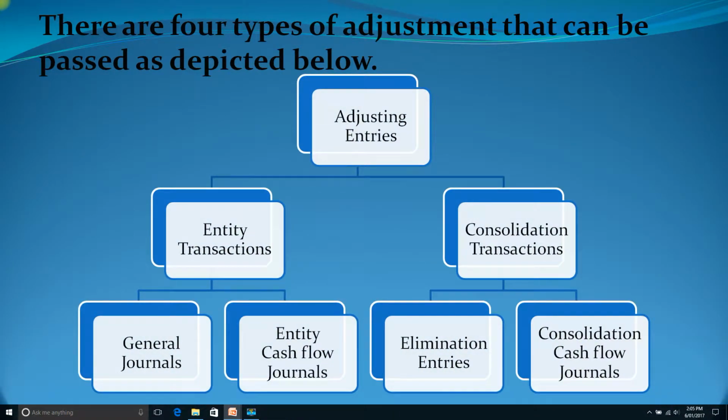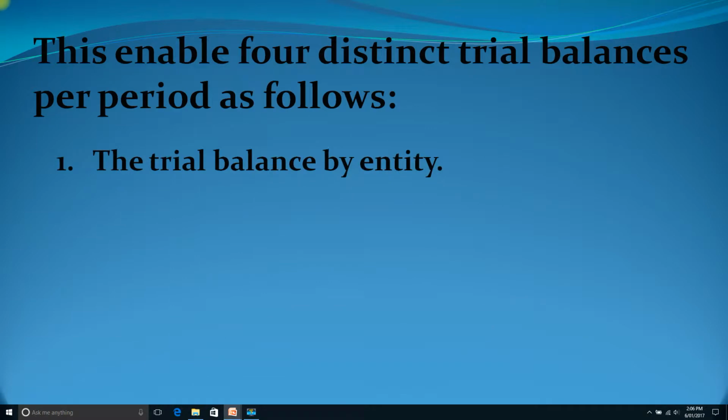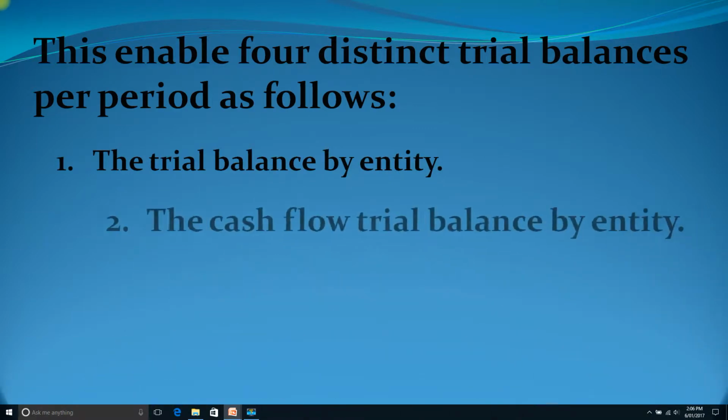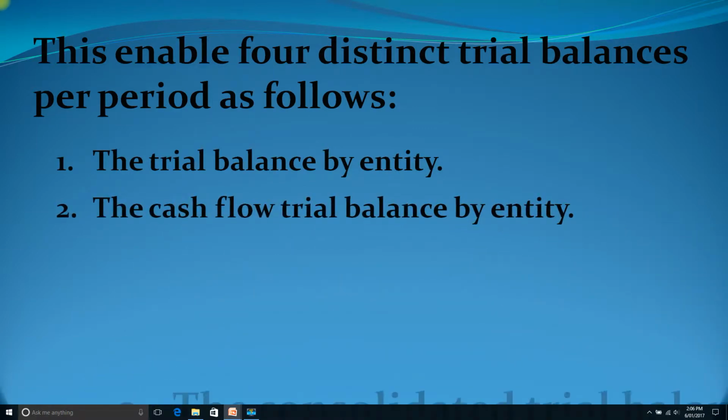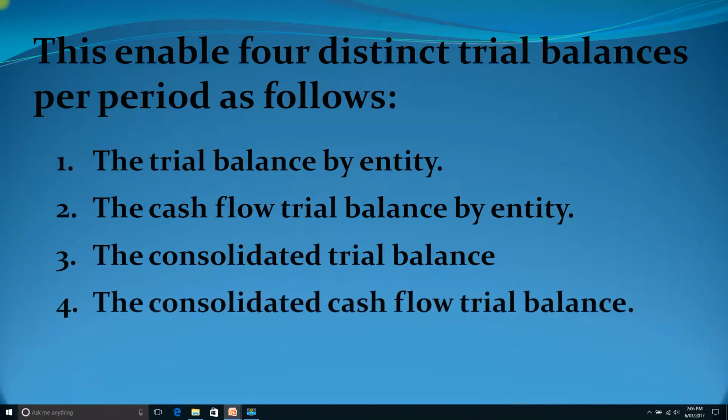At the entity level, we have general journals and entity cash flow journals. At the consolidated level, we have elimination entries and consolidated cash flow entries. This gives you 4 distinct trial balances per period: the entity trial balance, the entity cash flow trial balance, the consolidated trial balance, and the consolidated cash flow trial balance.